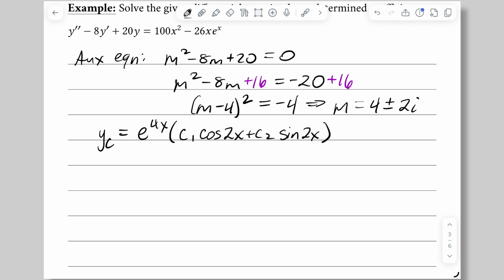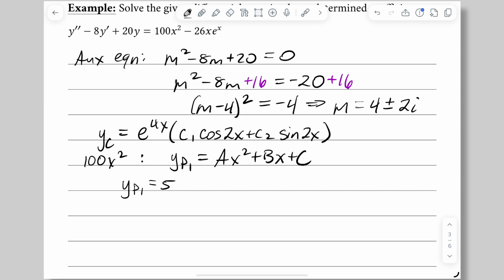I'm going to, again, split this up into two forcing functions. We're going to consider the 100x squared, which is a second-degree polynomial, and then identify that yp1 should be a second-degree polynomial, ax squared plus bx plus c. There are steps, of course. They take a little bit of time. You can verify if you want to pause it and work on it right now, go ahead, but I'm just going to go ahead and write down that yp1 in this case is going to be 5x squared plus 4x plus 11 over 10.